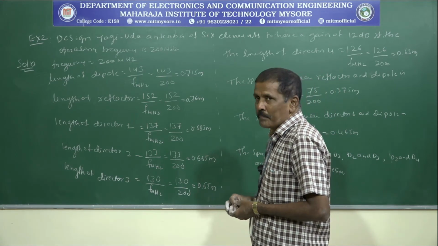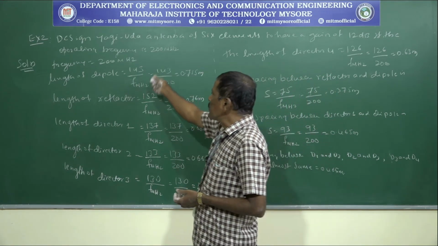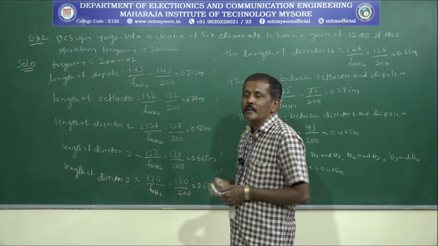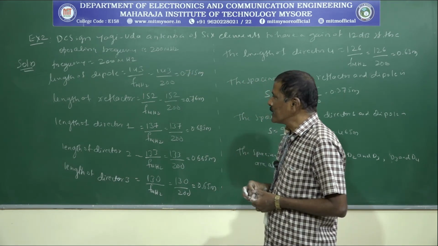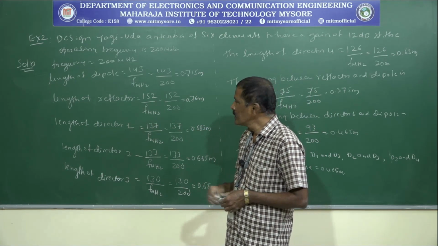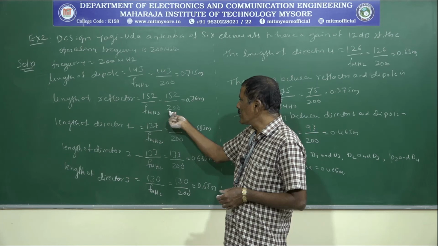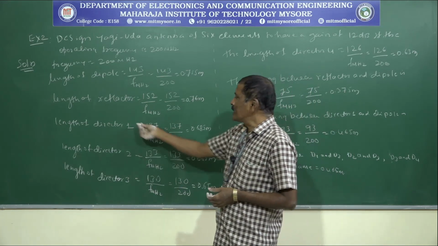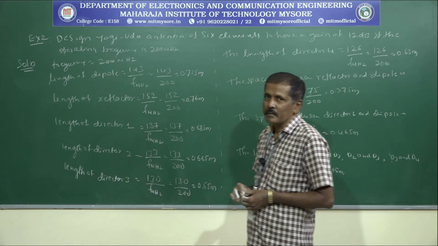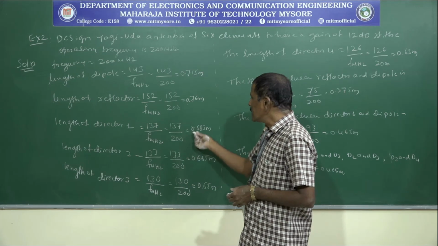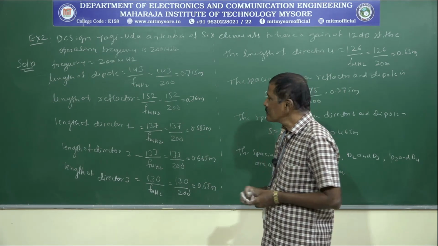Therefore, the length of the dipole is equal to 143 divided by f, which is 143 divided by 200, equal to 0.715 meters. The length of the reflector is equal to 152 divided by f, which is 152 divided by 200, equal to 0.76 meters. The length of director 1 is equal to 137 divided by f, which is 137 divided by 200, equal to 0.685 meters.